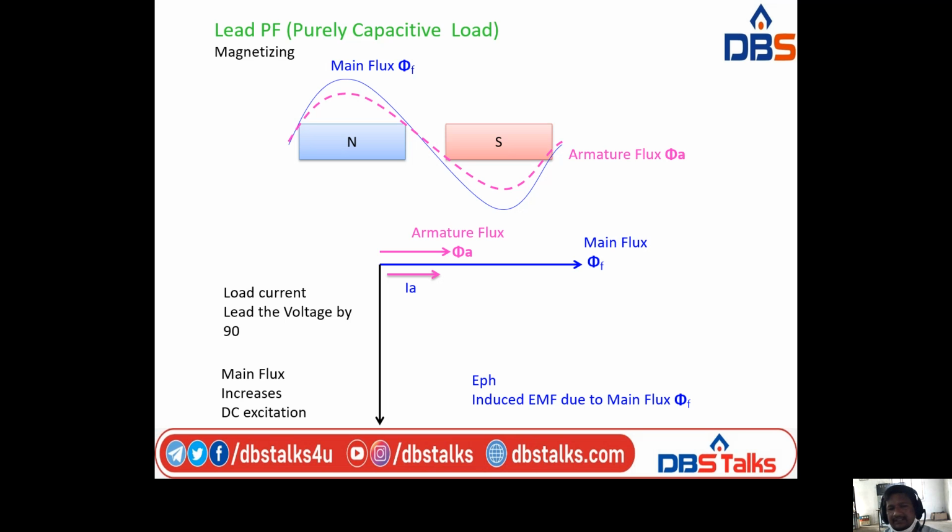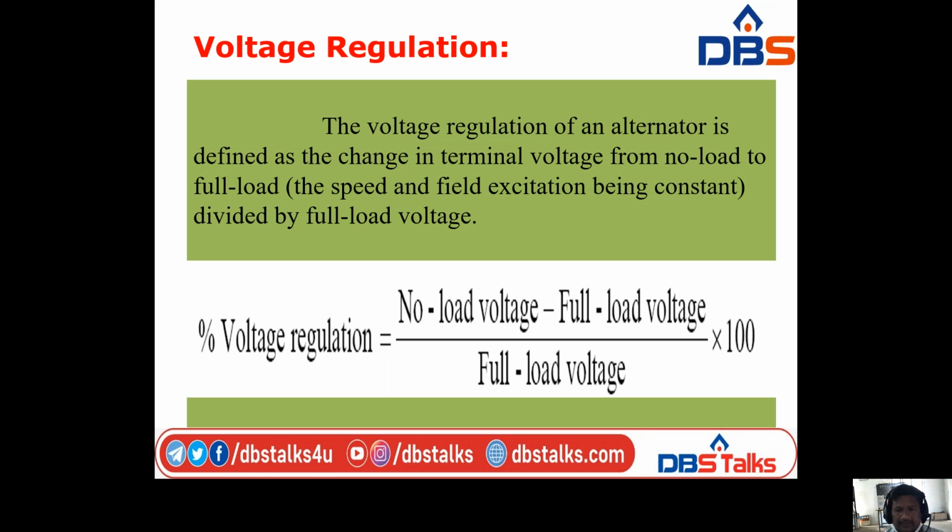So main flux increases. Both are aiding and nothing but main flux increases. For pure capacitive load, leading power factor, the net flux increases. For pure inductive load, lagging power factor, the net flux reduces. Whereas in purely resistive load, that is cross magnetizing, so there is no change in the values. Both are in phase. Voltage and current both are in phase. Main flux is constant.